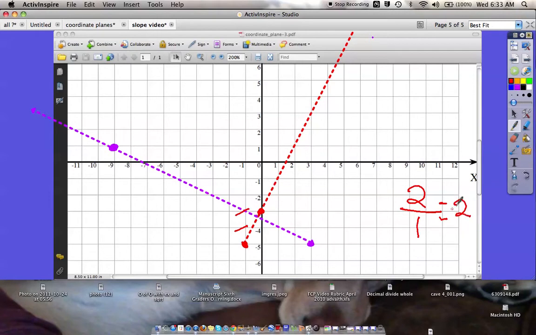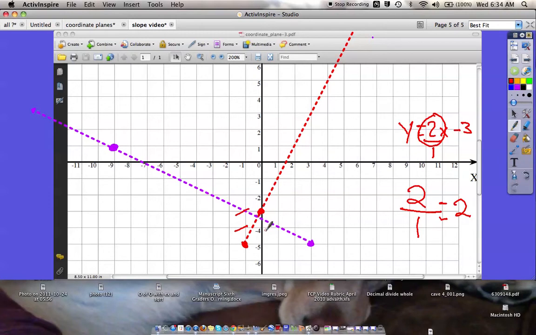You have to understand that when you see this 2 in the spot where the slope goes, like y equals 2x, this would be 2x minus 3, don't worry about that yet. If you just see this, you have to understand that it's 2/1, because you have to have an amount up and an amount over, or you would just have a straight up and down line.